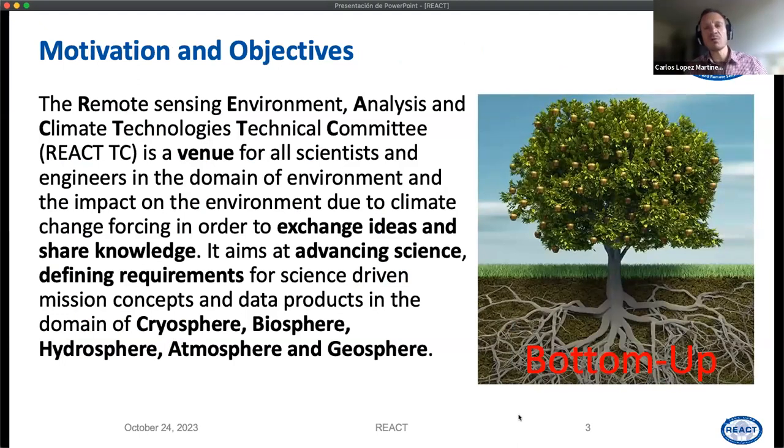So the idea of React, our motivation, our objective as a technical committee, as stated in this slide, is to be a venue for scientists and engineers and people working in the domain of climate change, and also people working on remote sensing and how remote sensing can contribute to this challenge, to exchange ideas, to share knowledge among us, and to drive new activities in which GRSS could contribute on the fusion of remote sensing and climate change. And also the aim is to advance science, defining requirements for different missions, for different concepts, for different algorithms, etc., in all the domains of the Earth: cryosphere, biosphere, hydrosphere, atmosphere, and geosphere.